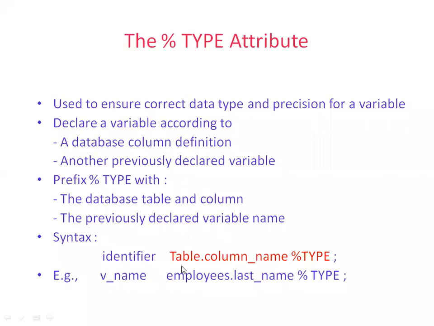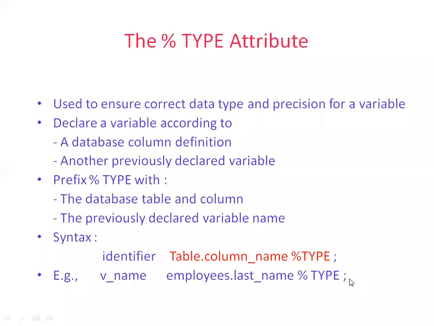So we'll just try to understand. Here, if you observe the example, v_name is nothing but variable name. Generally, when we declare variables, most of the time we follow a particular naming convention based on your organization or your general practice. V means variable, underscore name. And here, employees is a table name, dot column name last_name, percent type.